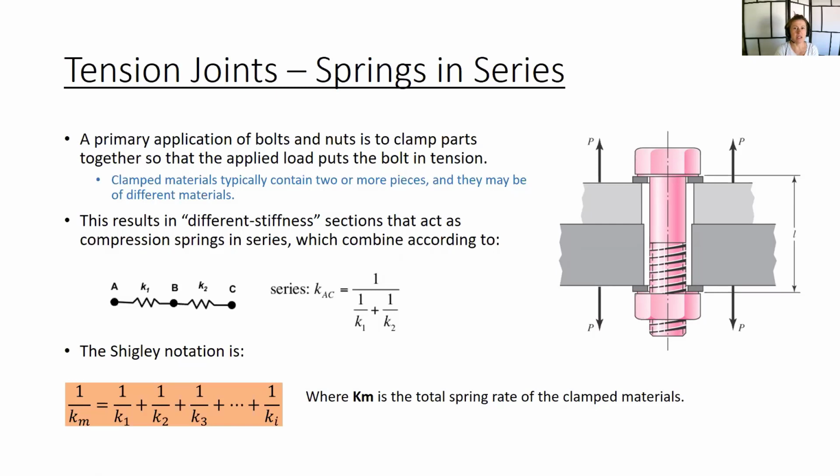So this results in different stiffness sections that act as compression springs in series if we're thinking about the material, which combine according to the regular equation that you've seen before to combine springs in series. So the Shigley notation is shown in the orange box. K1, K2, K3, up to Ki would be the spring rates of each of the clamped materials, and Km is the total spring rate of the clamped materials.